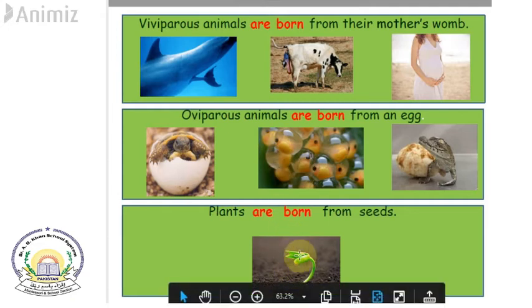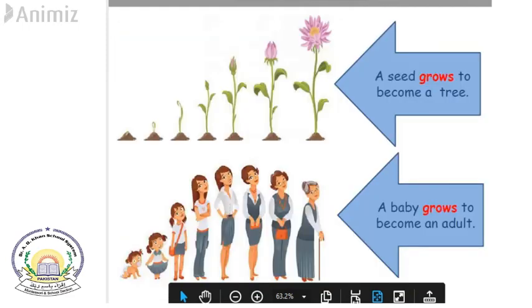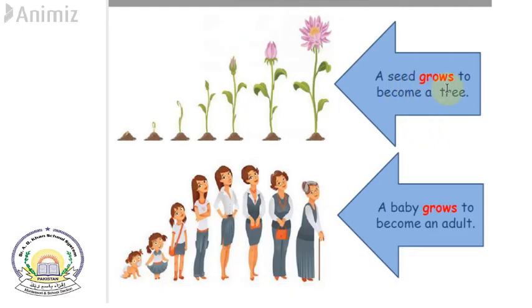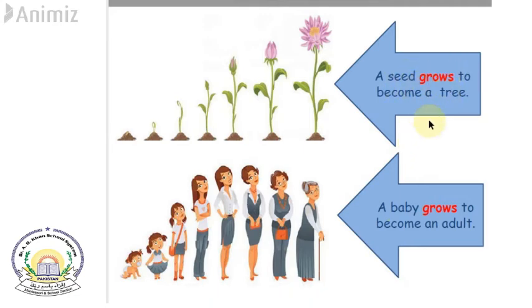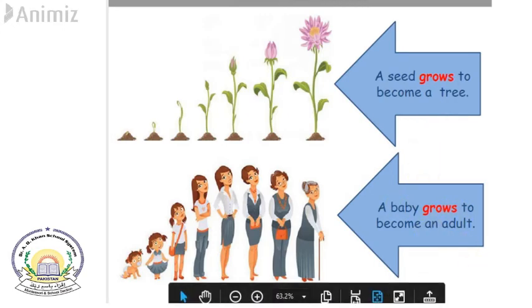And then plants, when you plant a seed, a plant is born, the plant grows and it becomes old. So a seed grows to become a tree. When you plant a seed, it grows and becomes a tree. And when a baby grows, it becomes an adult. Living things grow. For example, a seed grows to become a tree, and a baby grows to become an adult.